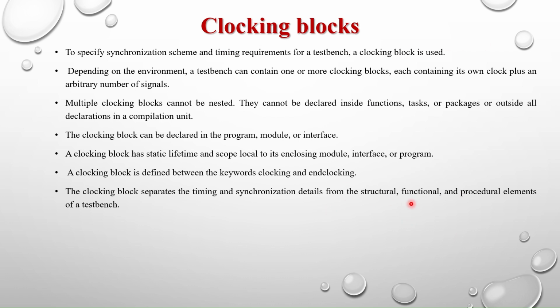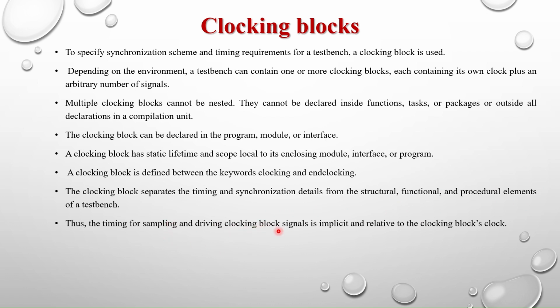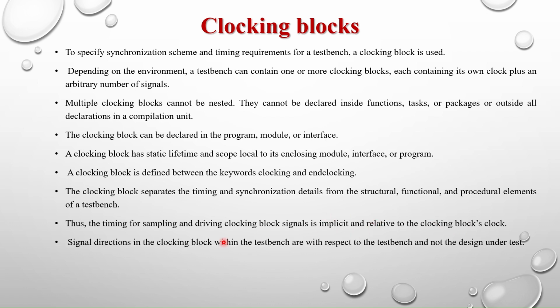But when we have a clocking block, we don't have to take the always block or any procedural elements of a test bench. In a single clocking block we can include everything. That's why the clocking block separates the timing and synchronization details from the structural, functional and procedural elements of a test bench. Thus the timing for sampling and driving clocking block signals is implicit and relative to the clocking block's clock. Whatever clock we use in the clocking block, everything is related to that. And signal directions in the clocking block within the test bench are with respect to the test bench and not the design under test.